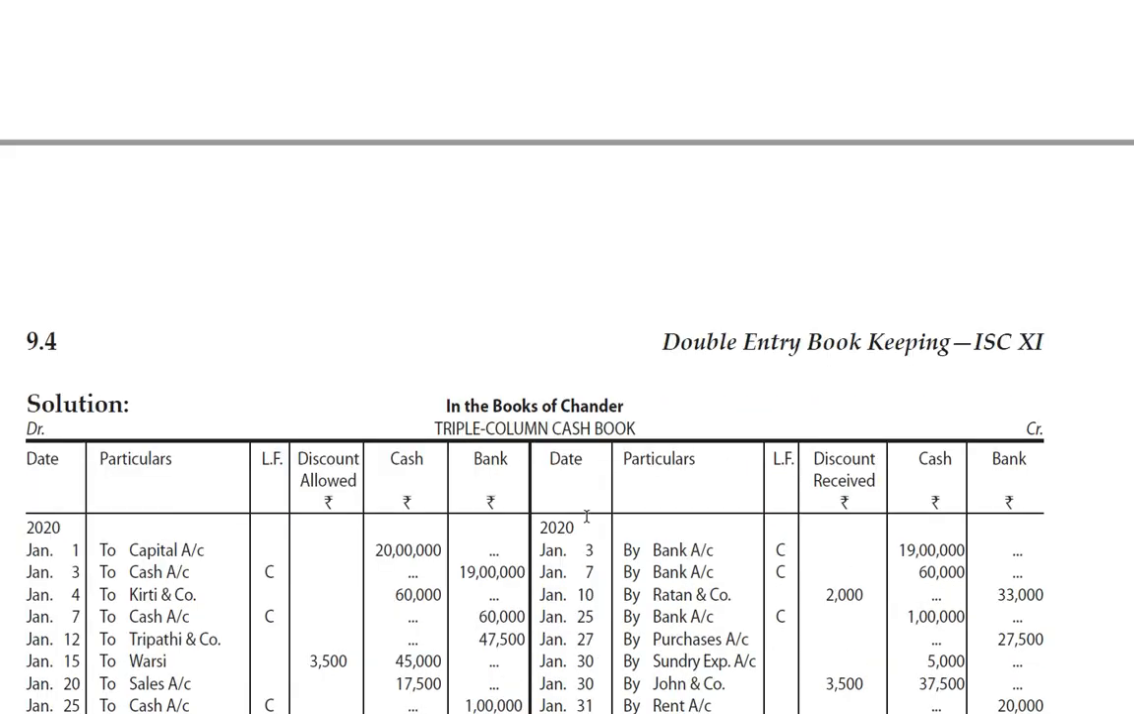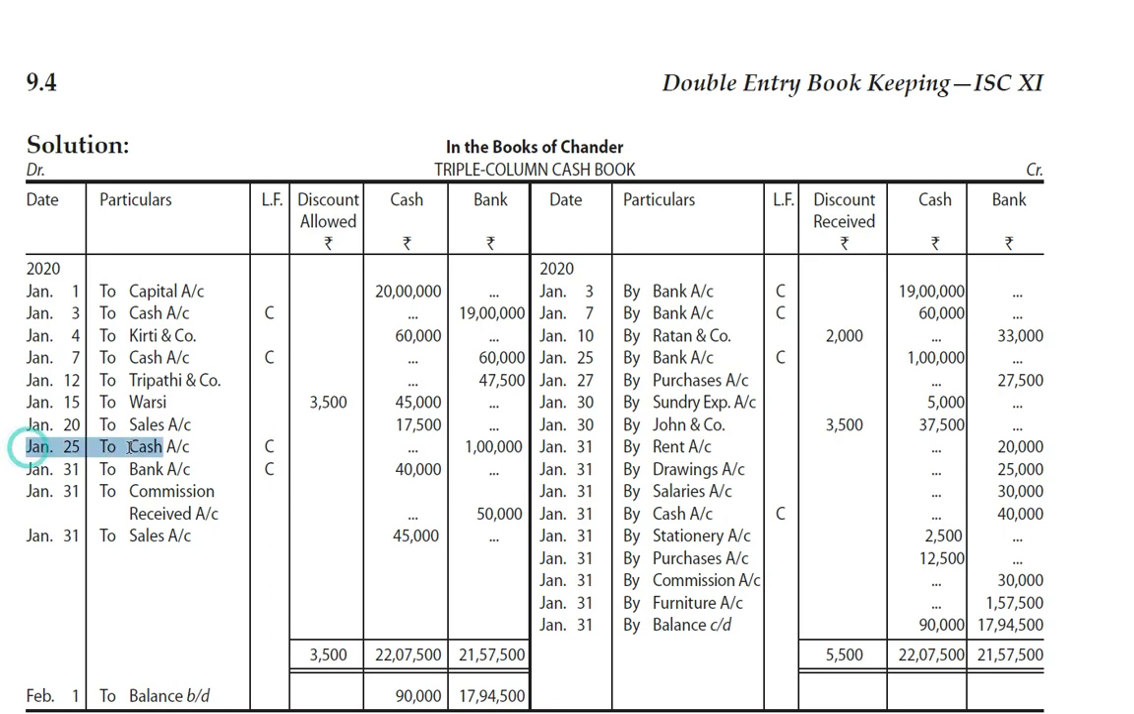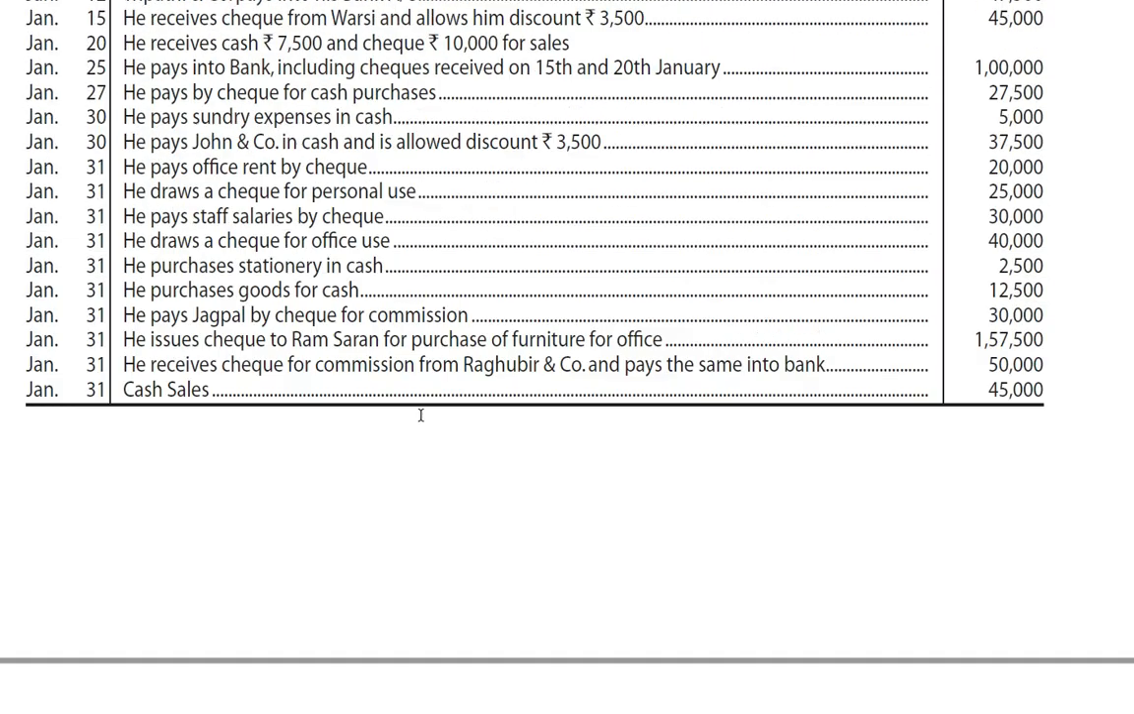So come to the 25. See, January 25 to cash rupees 1 lakh. Okay. And on the same date, see, January 25 by bank 1 lakh. It's a contra entry. Keep a tutorial note that whenever cash and bank both accounts are involved simultaneously, it is called contra entry. So for contra entry, you have to write a C in the ledger folio column. Okay. Come to the next entry.